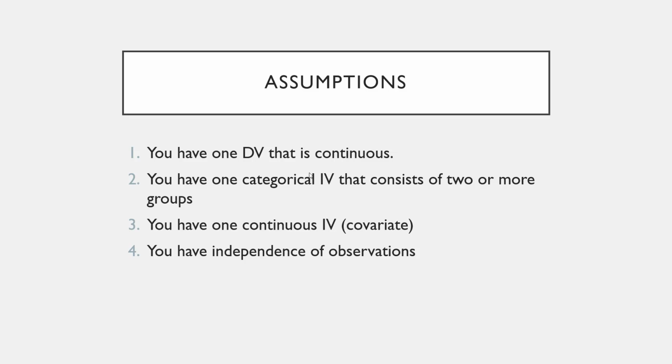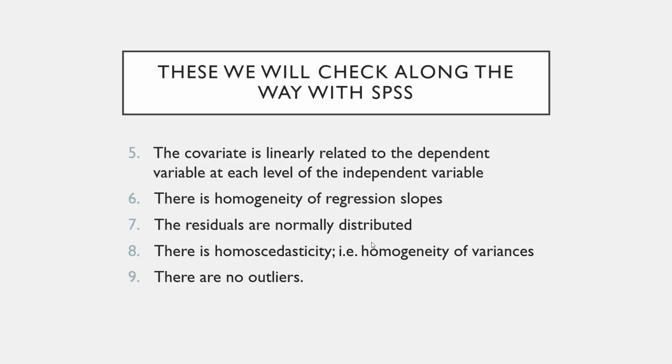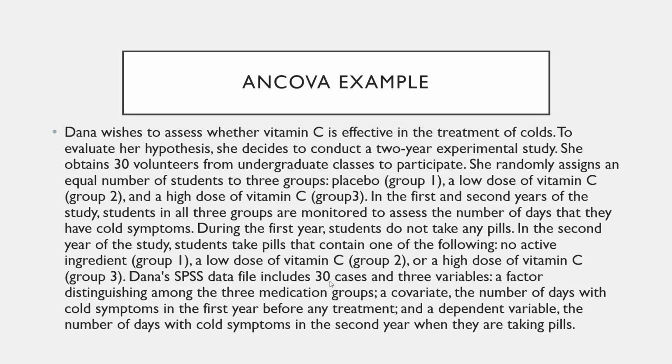So we have some assumptions. You have one DV that's continuous. You have one categorical IV that consists of 2 or more groups. You have one continuous IV that's the covariate. And you have independence of observations. The covariate is linearly related to the dependent variable at each level of the independent variable. We have homogeneity of regression slopes. We have residuals that are normally distributed. We have homoskedasticity, which is the homogeneity of variances, and we also have no outliers.